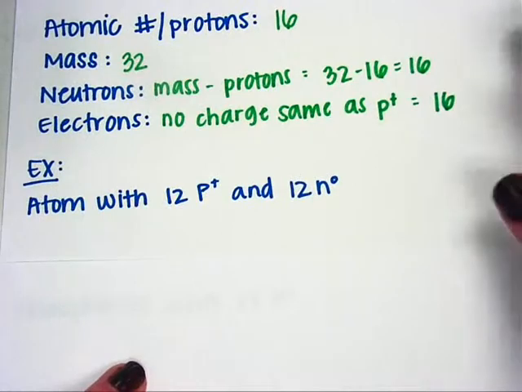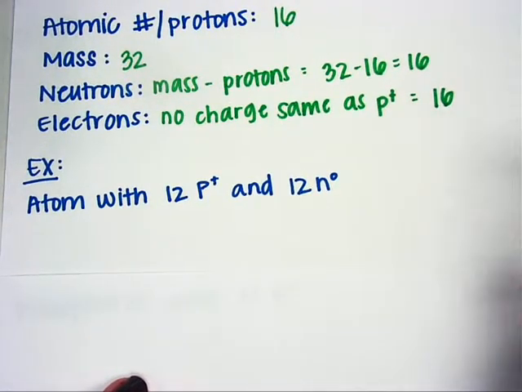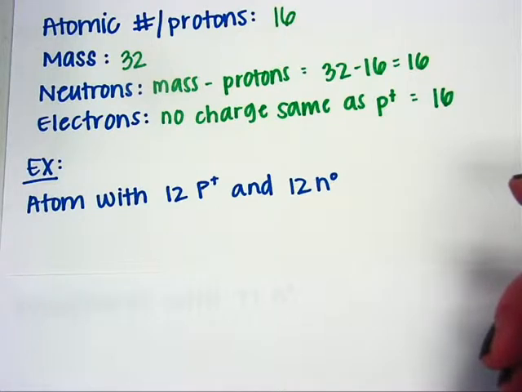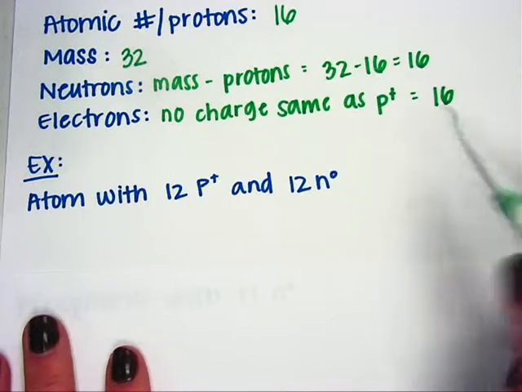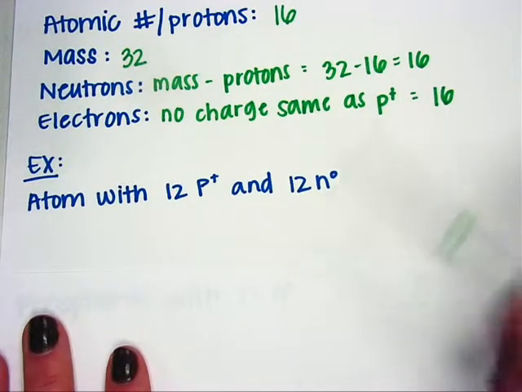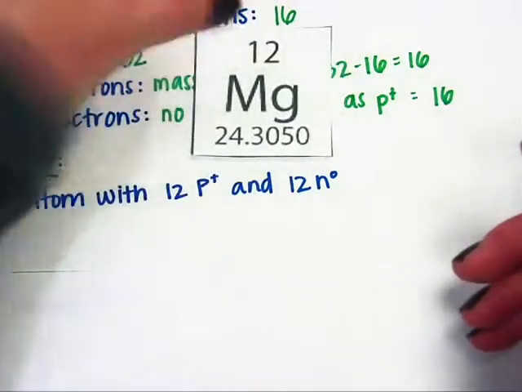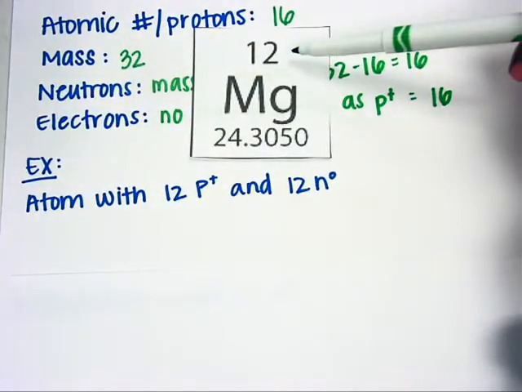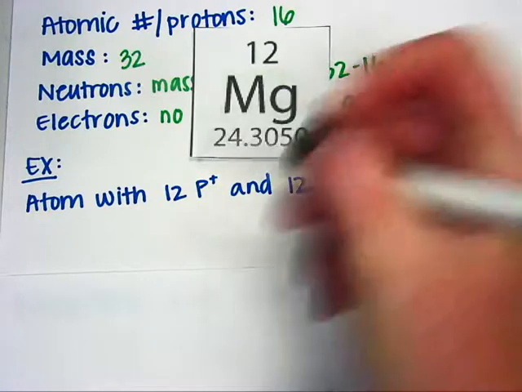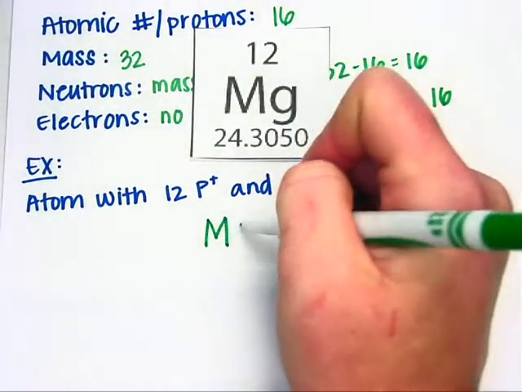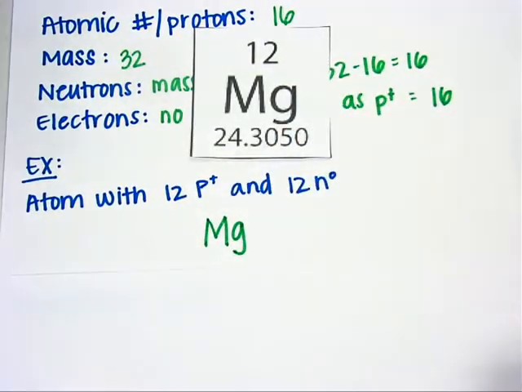Now I'm going to give you an atom that has 12 protons and 12 neutrons, and I want you to see if you can figure out what the isotope form is. So the first thing that you'll notice is the protons. Protons are going to tell us what element we have. So if I go to the periodic table, the element that has 12 protons is going to be magnesium. So if I'm writing this in element form, Mg would be my symbol.